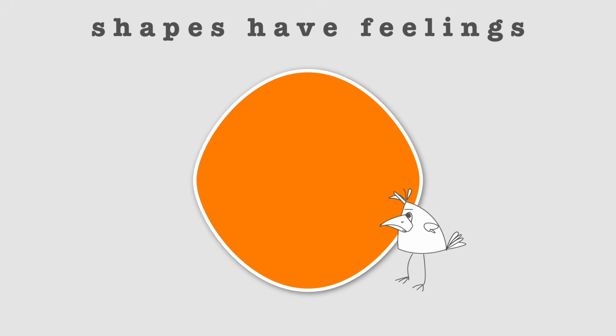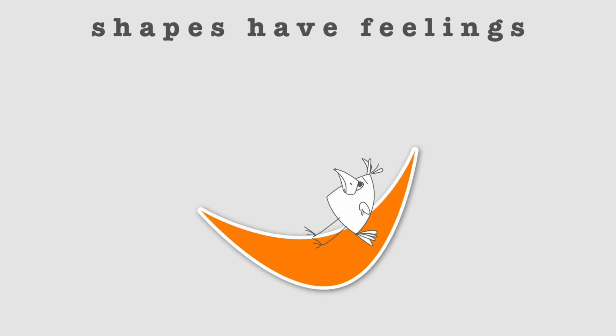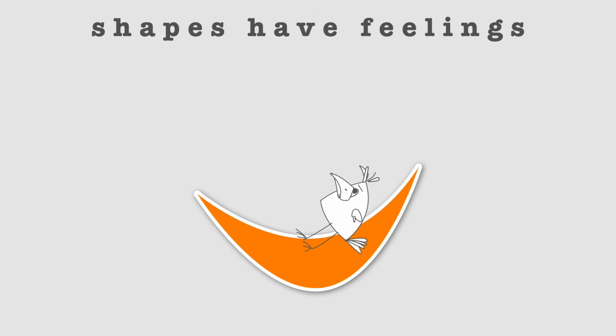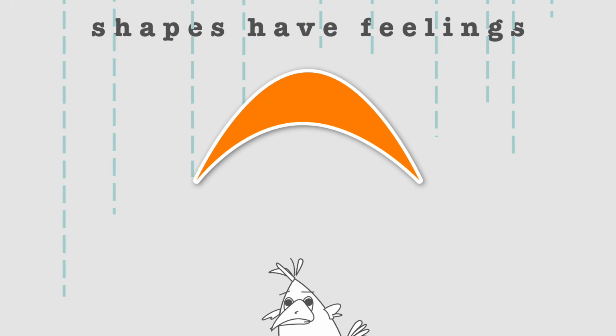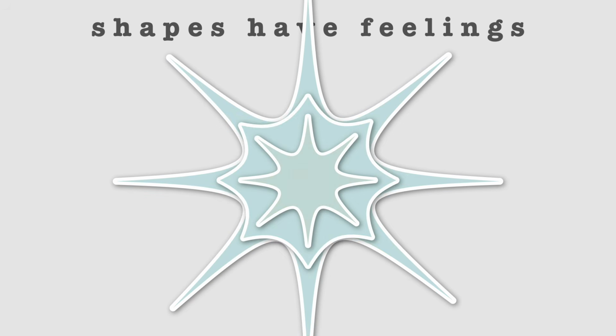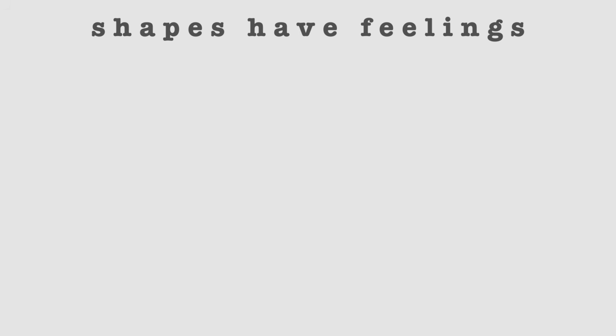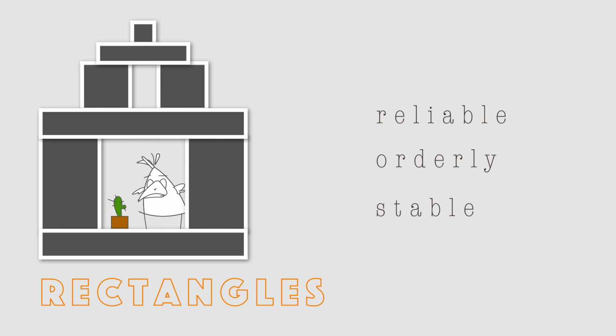Similarly to other art elements, shapes and forms have feelings. Different shapes evoke different emotional responses from the viewer. By using shapes strategically, you can send subliminal messages to your audience. For example, rectangles, blocks, and squares can be interpreted as reliable, orderly, stable, and dependable.